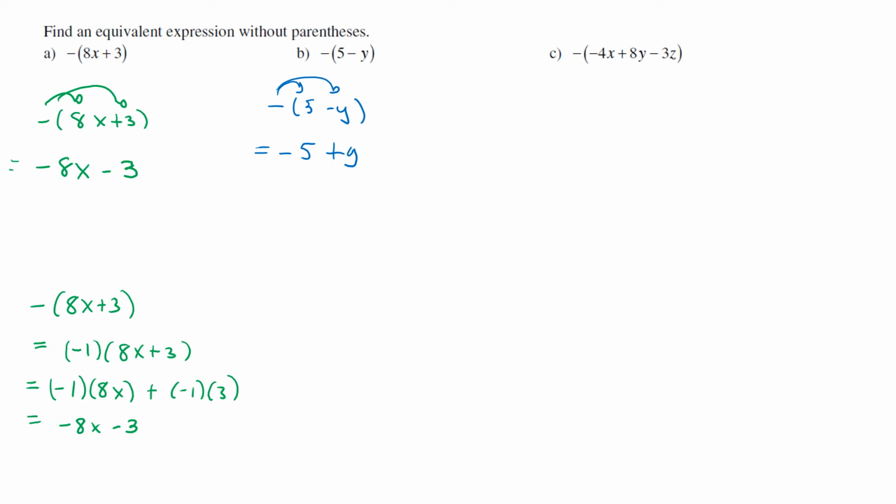Alright, and our next example here. Negative (4x plus 8y minus 3z). Again, we'll distribute that negative in, so that's going to change our signs. A negative times a negative becomes positive 4x. A negative and a positive is negative 8y. And a negative and a negative is positive 3z.